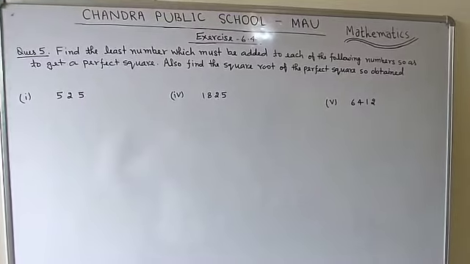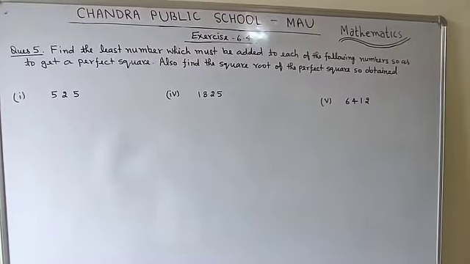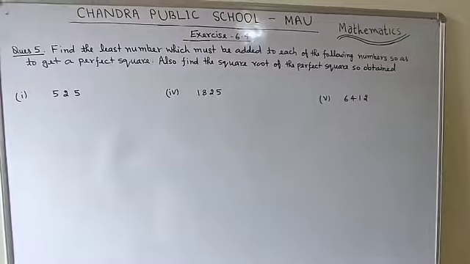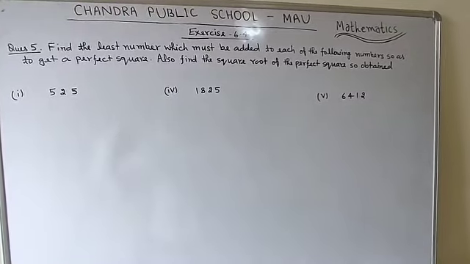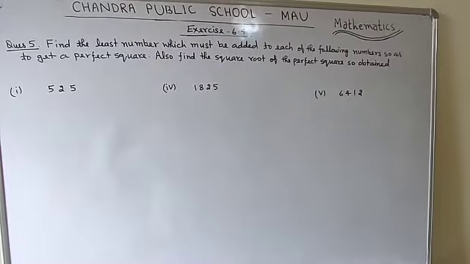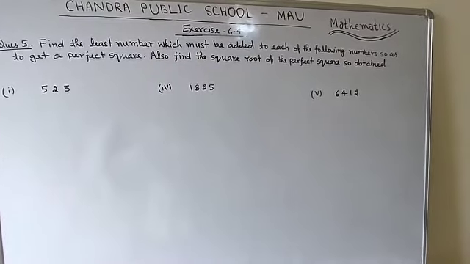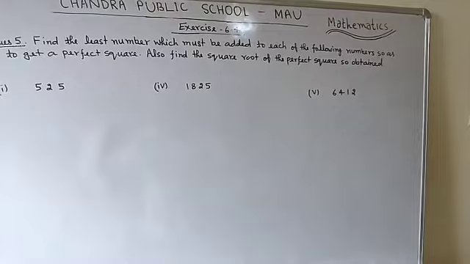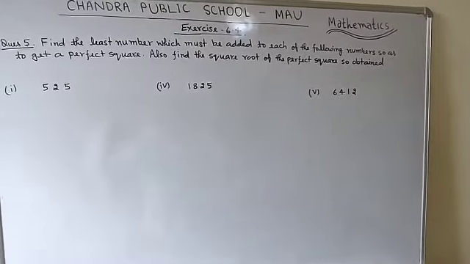Welcome once again, students. Here it is question number 5, exercise 6.4. Question: find the least number which must be added to each of the following numbers so as to get a perfect square. Also find the square root of the perfect square so obtained.